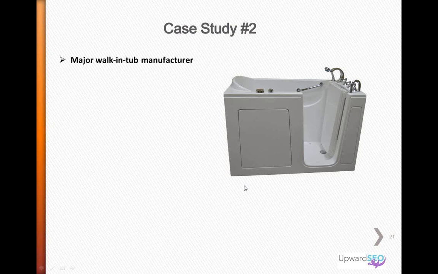All right, now let's go to case study number 2. Case study number 2 was a manufacturer of walk-in tubs. Quite honestly, until we got the call from them, I didn't even know that this existed, but it makes perfect sense. For people who are handicapped or maybe elderly who can't step up into a traditional tub, they create these walk-in tubs. And in this particular space, it's very competitive. You have people like American Standard doing this, in addition to all of these other types of companies.